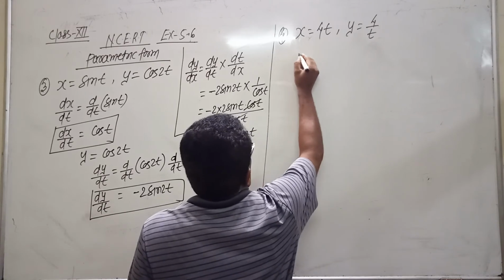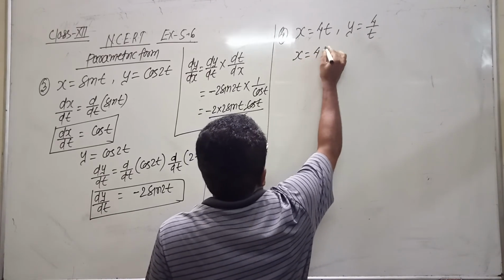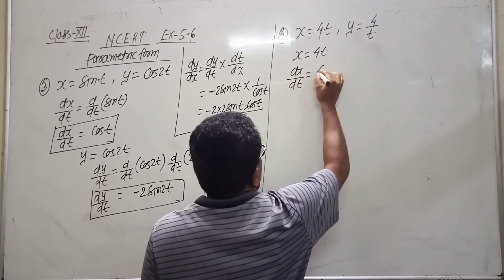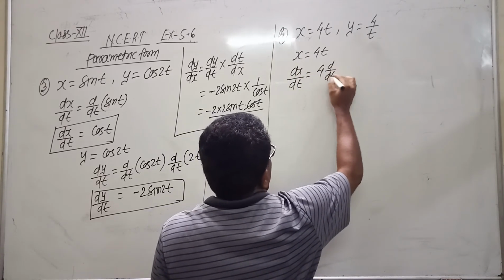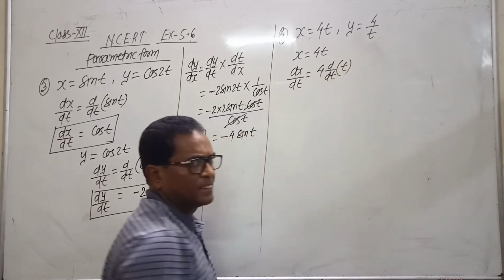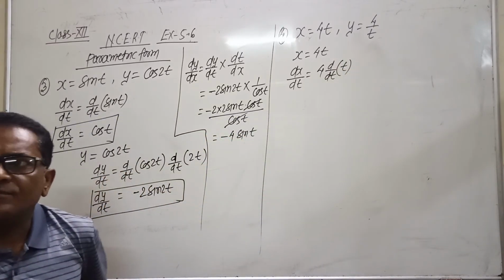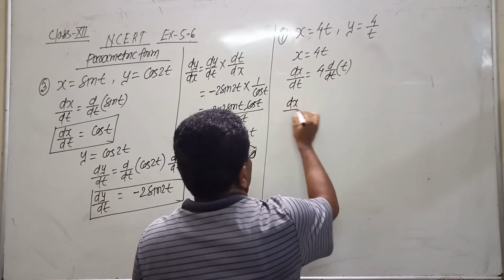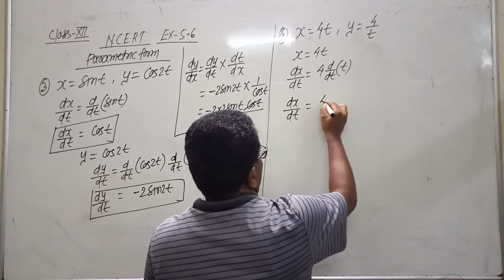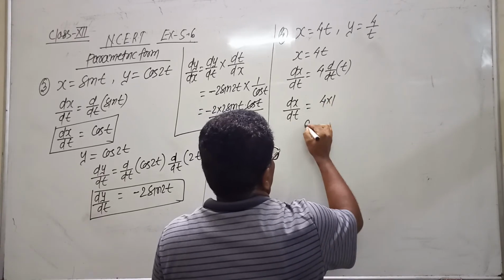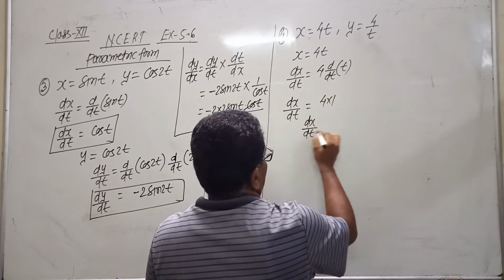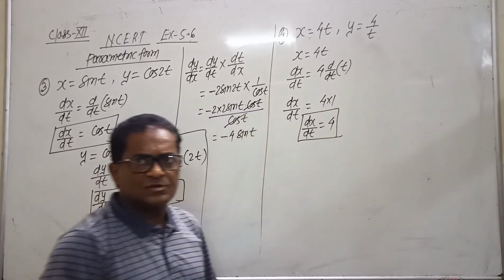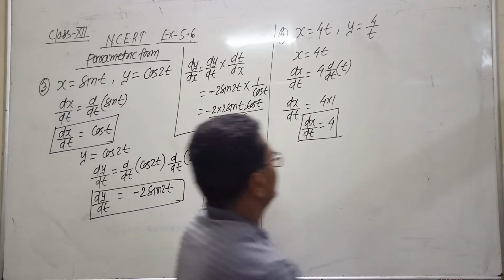So x equals 4t, we will find dx by dt. 4 is the constant term taken outside, and d by dt of t gives 1. So dx by dt comes to be 4 into 1, which means dx by dt equals 4. Differentiation of t is 1 with respect to t.